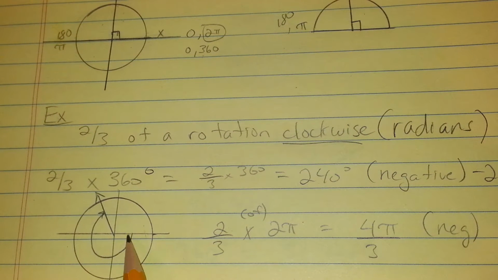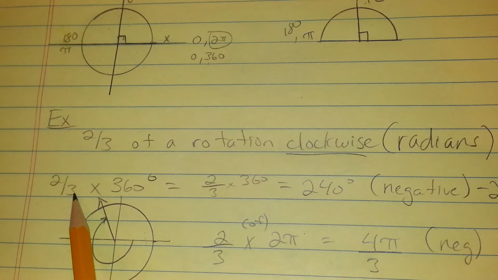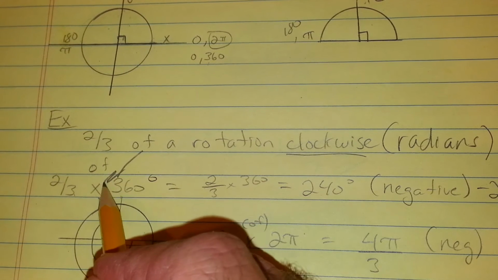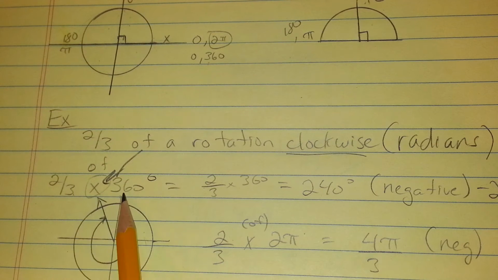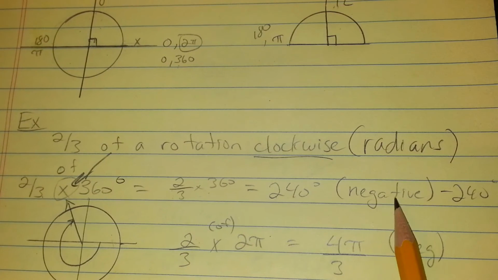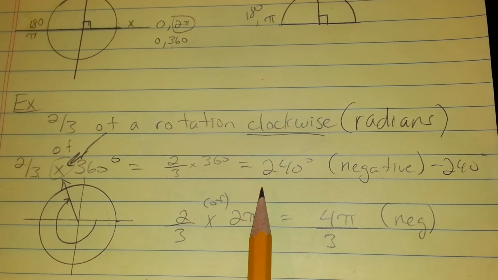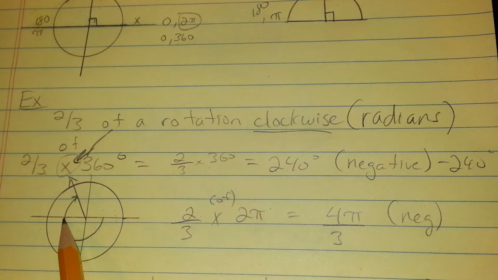So I'm going to start here. Let's get a good idea. First of all, I expect you, students, everybody, to do this if it helps out. 2/3 of, remember what of means, 2/3 of means multiply, okay? 2/3 times 360 is 240 degrees, but that's a negative. We're going this way, which is negative, so negative 240, all right? So here's 90, 180, and plus 60 more.